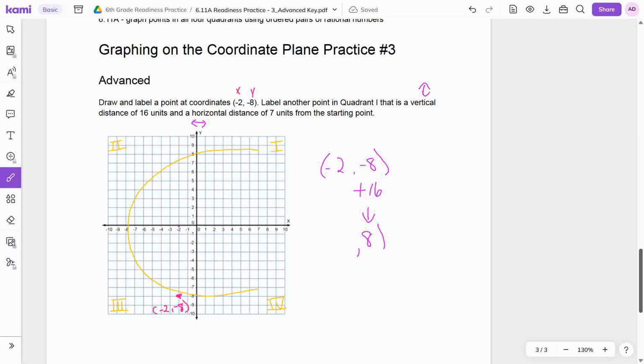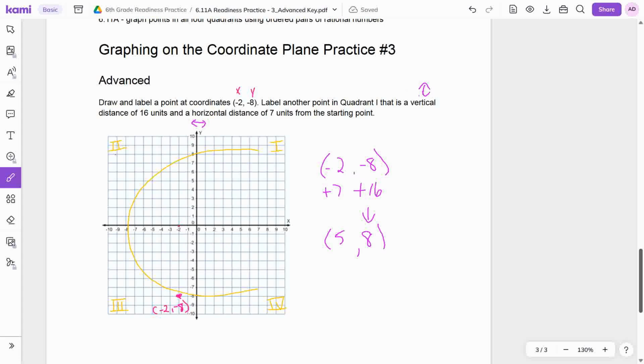And I could go over to the left, but if I go up and then over to the left, that's going to put me in quadrant 2. I want to go in quadrant 1, so I need to go to the right. So I'm adding to that as well. So I'm going to add 7. -2 plus 7 is the same as 7 minus 2. So I think I'm going to go to 5, 8.